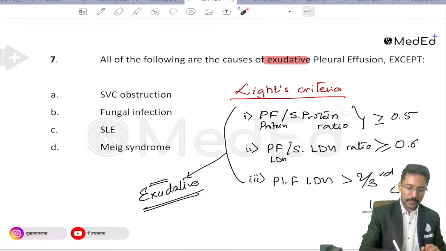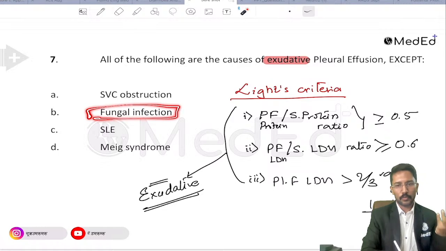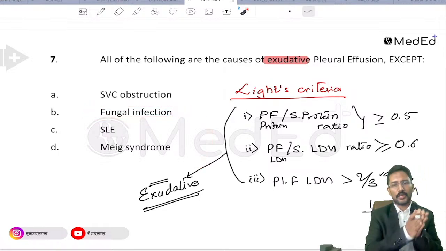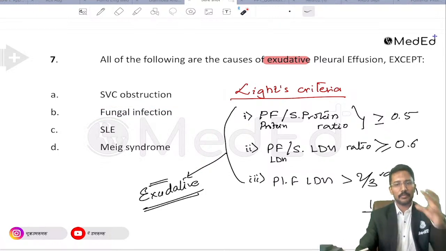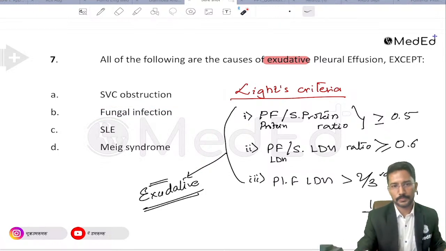Okay, so can fungal infection of the lungs or pleura cause inflammation? Yes, so it will mostly cause exudative, right? Any pneumonia, fungal, viral, bacterial, can be associated with an exudative effusion, right?